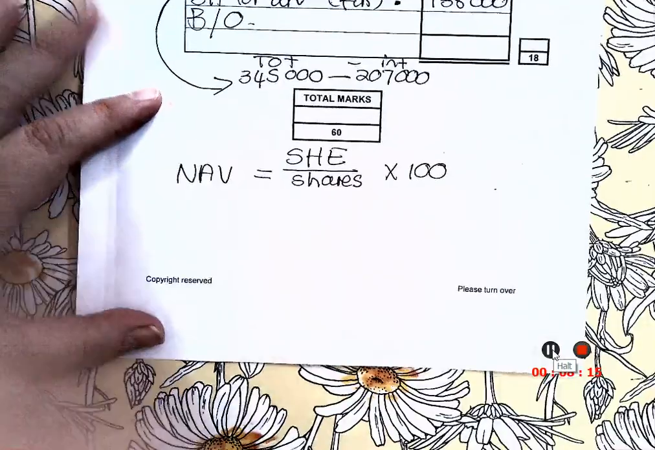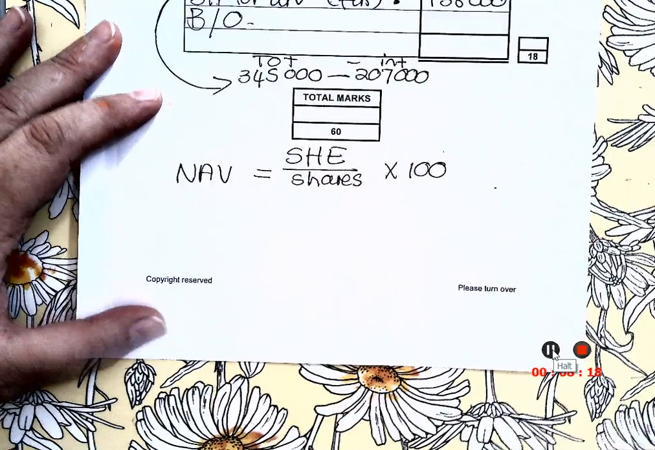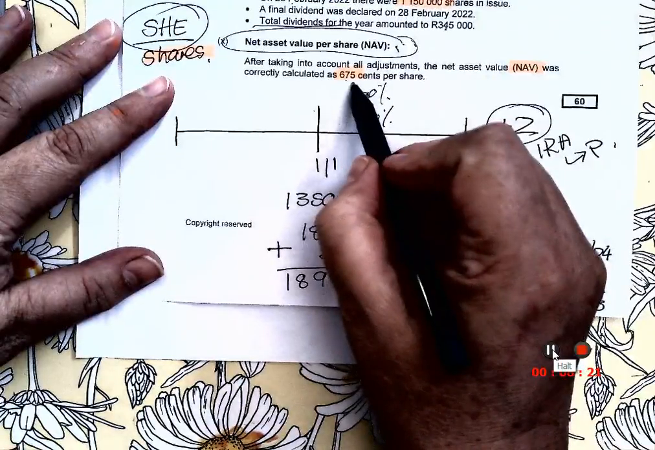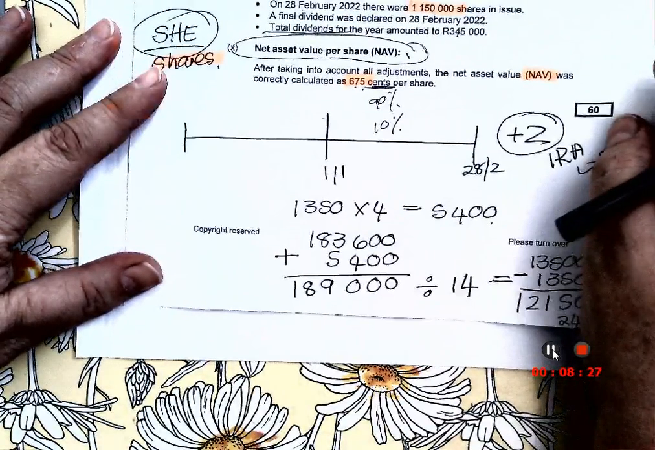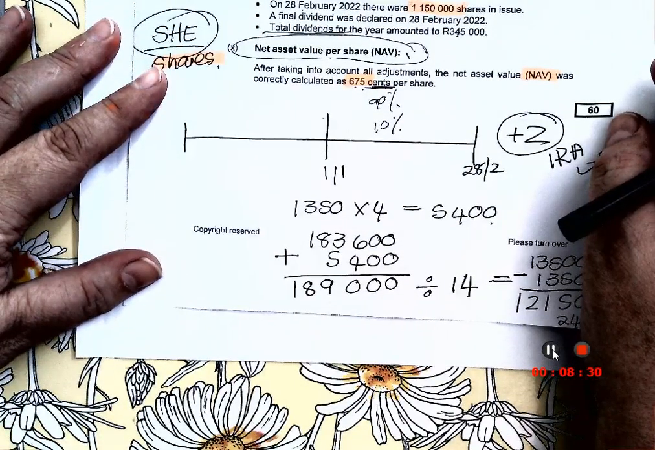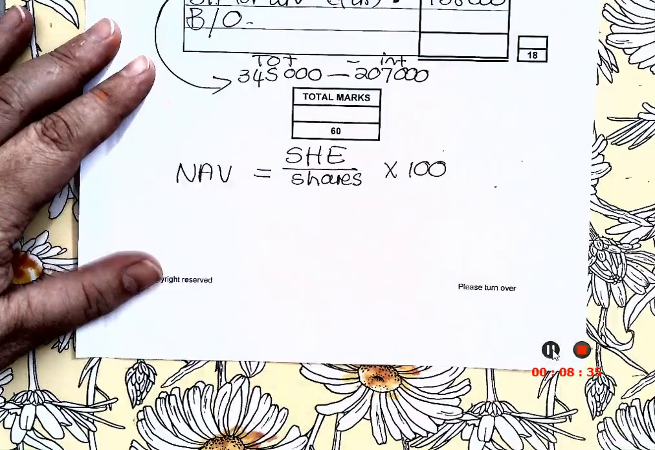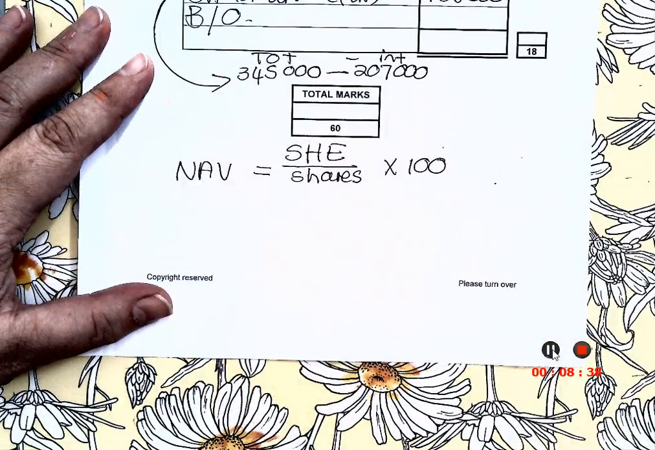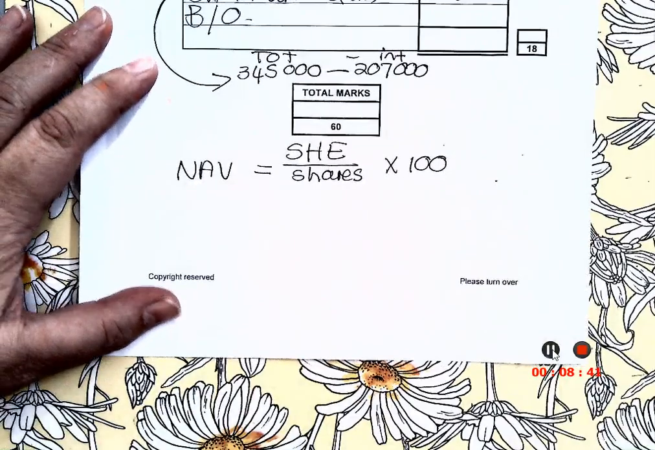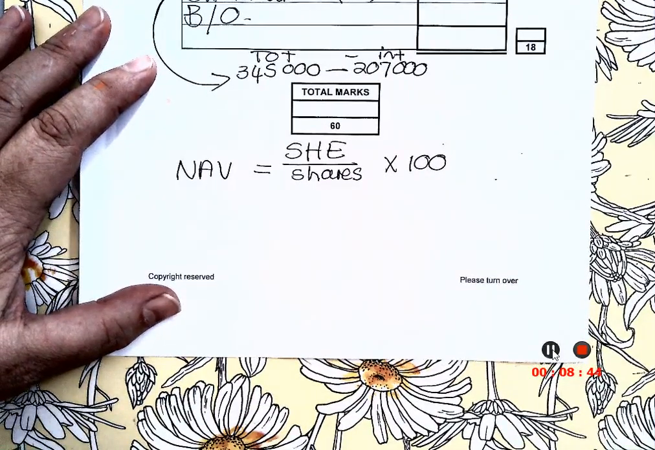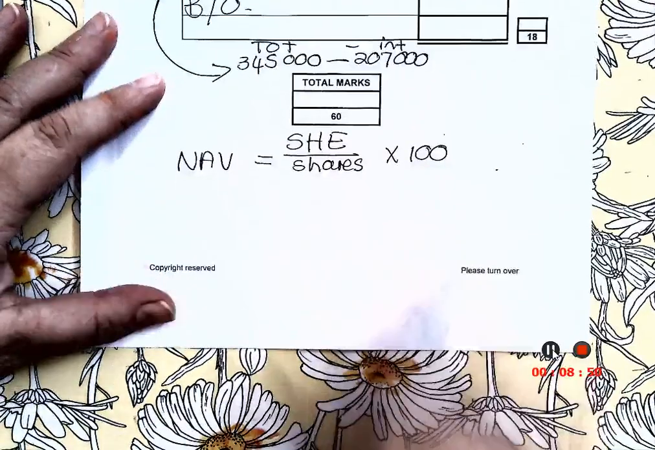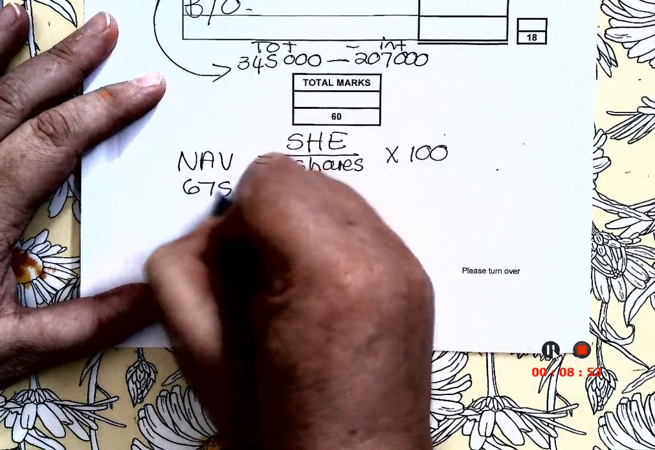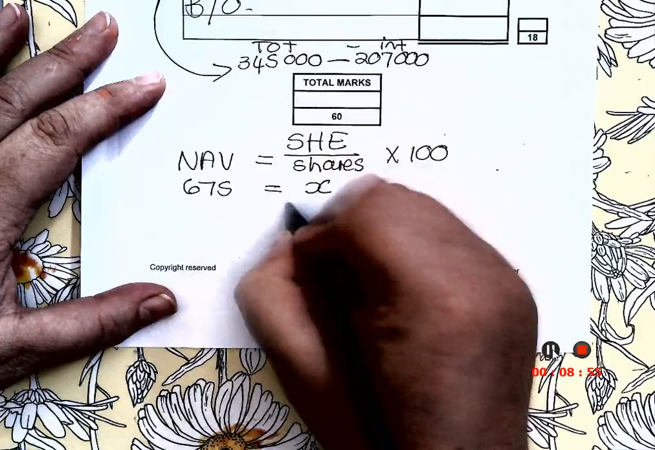Okay, I times it with 100 because they gave me the answer in cents. If you look here, can you see it's 675 cents? And that's why I times with 100. If I don't want to times with 100, I will say 6.75. Okay. So, yes. But you will see shares and dividends, they will usually give it in cents. That's the way they write it. Okay. So now they tell you the NAV is 675.